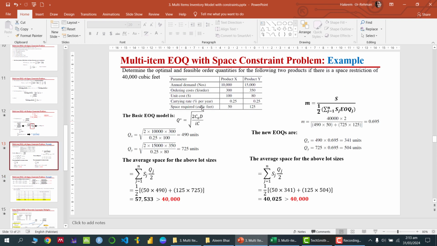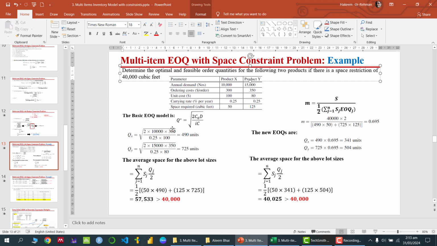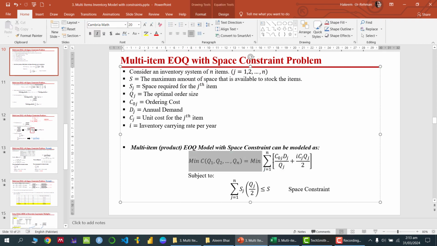This is actually the multi-item EOQ with space constraint problem. Over here, you can see our non-linear programming model, that is going to be this one. So we would again like to minimize the total cost subject to a space constraint, that is the space required for every product. This is the average inventory level we have, and this is the total space we have. Now first of all we will apply goal seek, and then we will solve with the Excel solver.